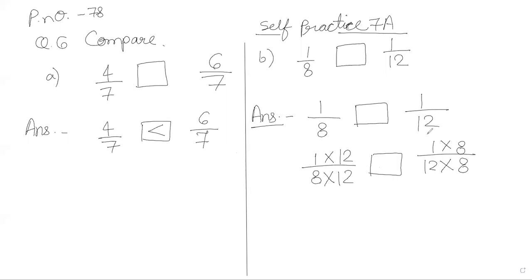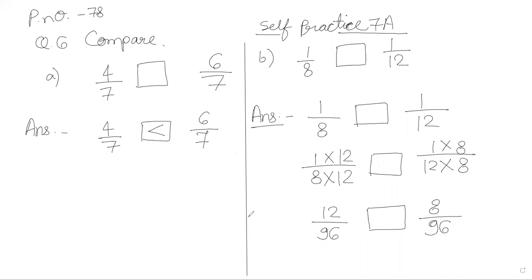There are so many ways to make the denominators equal. Now let me solve. 1 into 12 is 12 and 8 into 12 is 96. Now this side: 1 into 8 is 8 and 12 into 8 is 96. Now see, denominators are equal now. Left side is having 96 and right side is having 96 in the denominator.